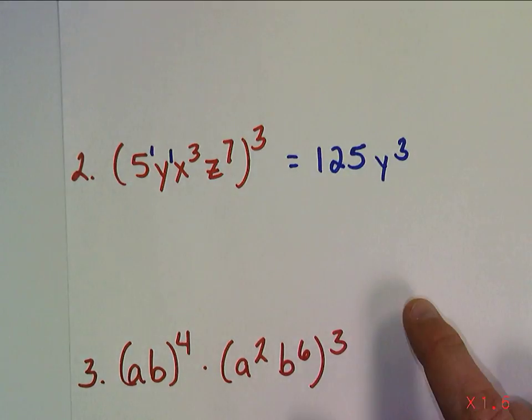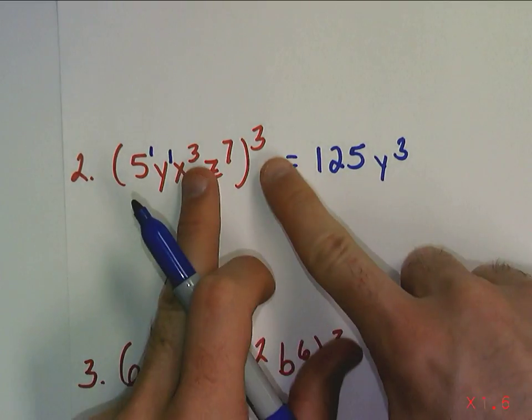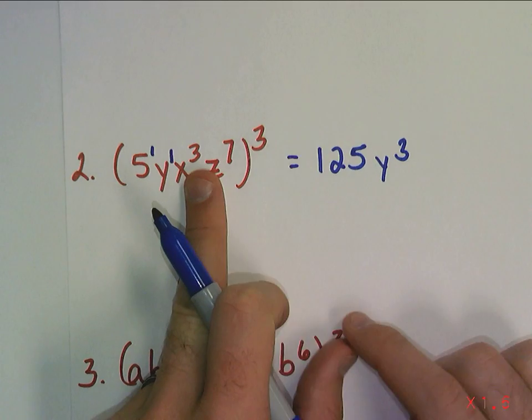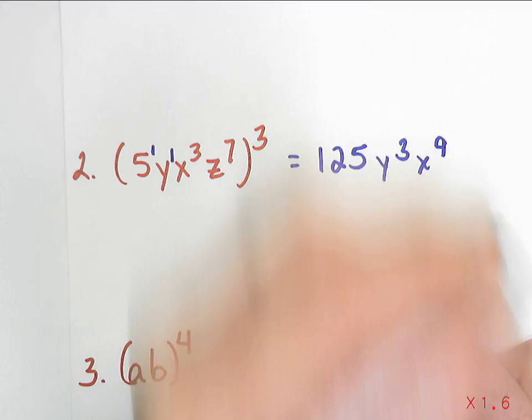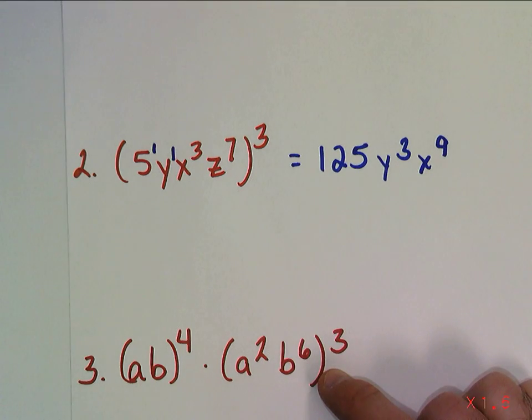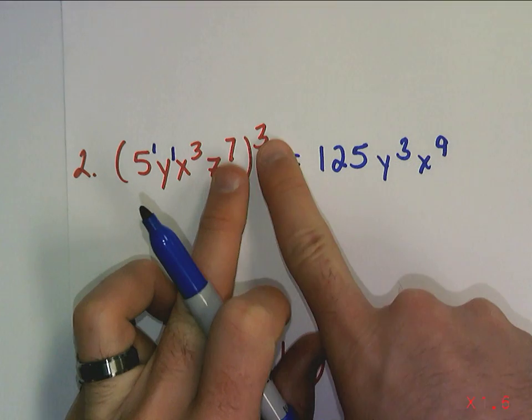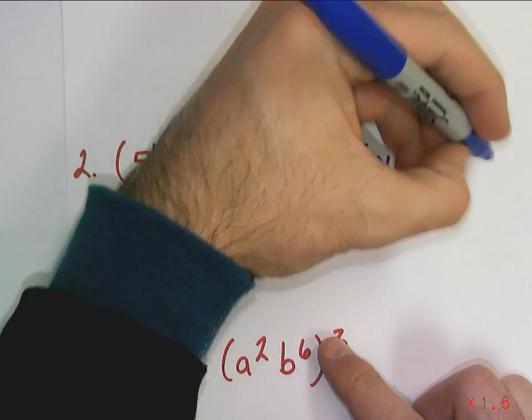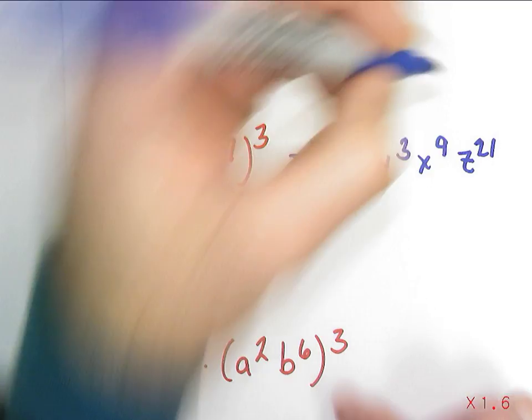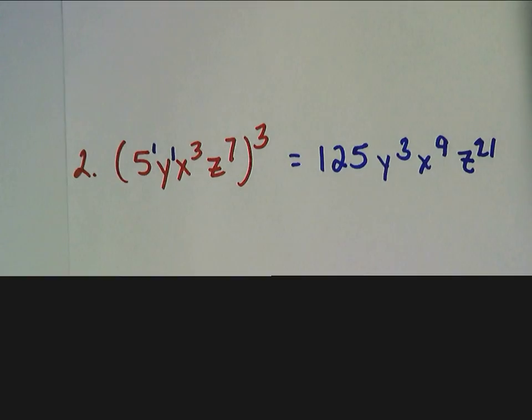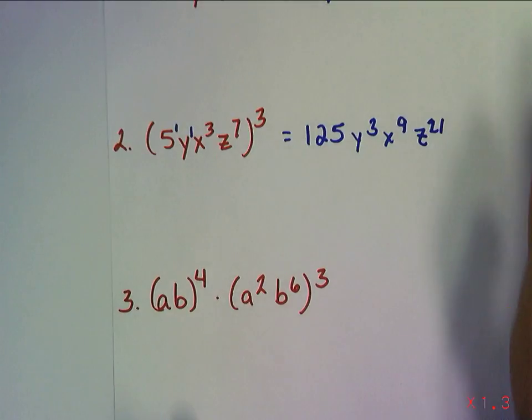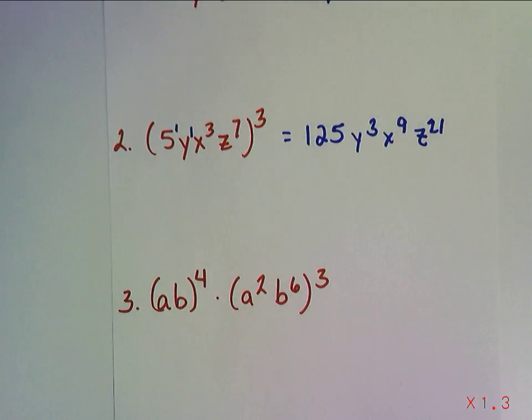Then I would have next, x to the 3 times 3 would be x to the 9th. And then I would also have z to the 7th times 3, which would be z to the 21st. And that's your final answer on that one. So like all of these that we've been doing then, I want you to try this last one here. Give it a shot. If you don't get it right, try it again. If you need help, ask me.